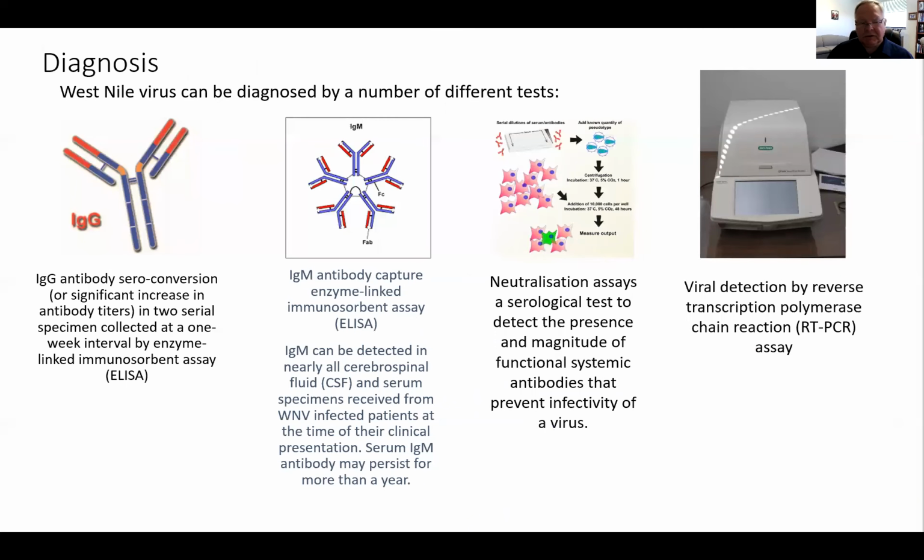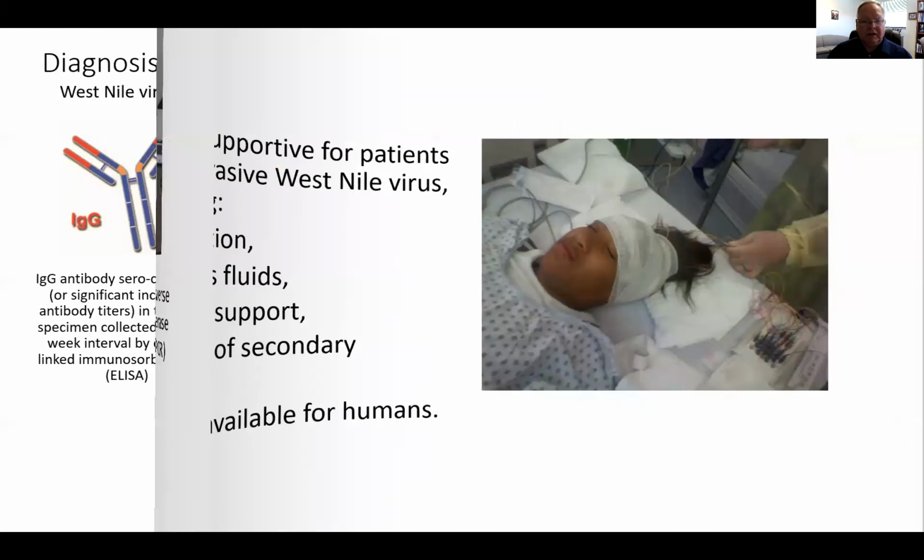It can be diagnosed in several ways, one through IgG markers. These are the ones looking at active antibodies fighting it. You have IgM, which you would show if you've been exposed. And then you have neutralization assays, where you're looking for the magnitude or the increase of the antibodies. And then we can use qPCR, which is what we use in our labs to detect it in mosquito populations.